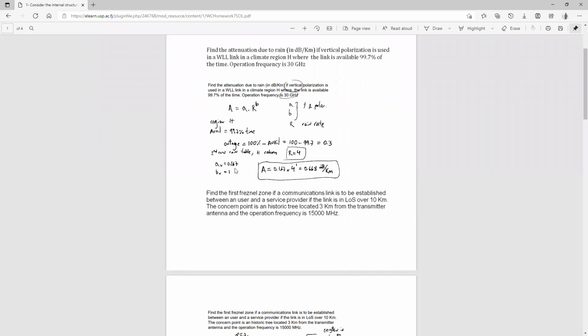And our availability coefficients A and B, for the vertical components, are 0.167 and 1. So knowing our A variable, our B variable, and our R variable, we can calculate our attenuation. Directly substituting all the values into this formula, our A value, the B value, and the R, that gives us 0.167 times 4 to the power of 1, which is equal to 0.668 decibels per kilometer.